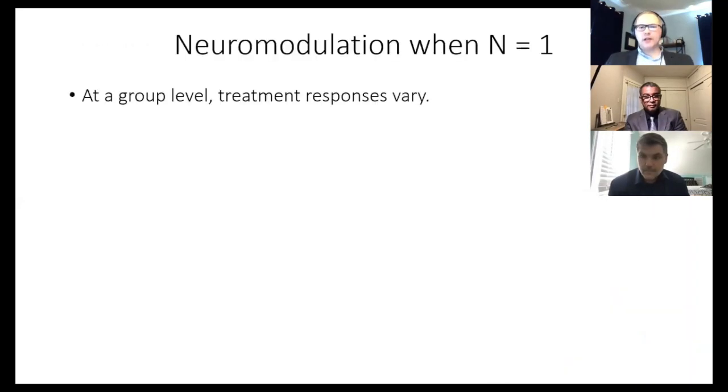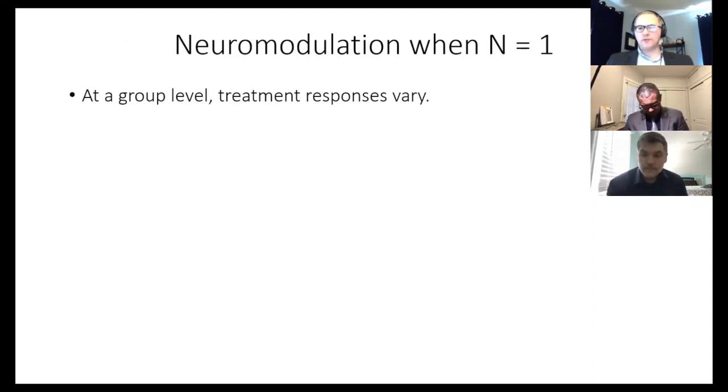So I think a lot now about this problem of neuromodulation when your N equals 1. Like many treatment designs, when a person presents to a clinic, we have education that supports people making general claims about what it means to have a disease and how we diagnose that. But in the end, every clinician is confronted with the problem that, well, I have to treat this person in some way. And as we all know, the treatment responses vary.